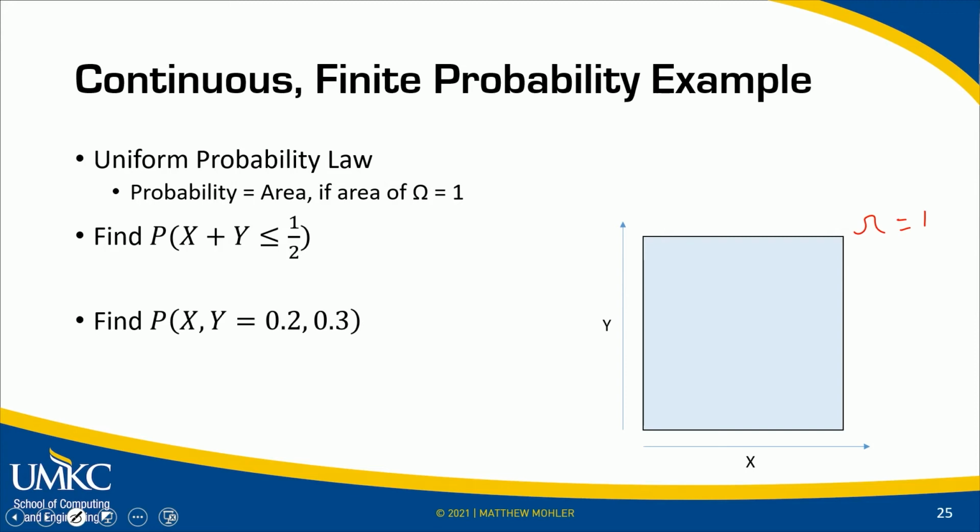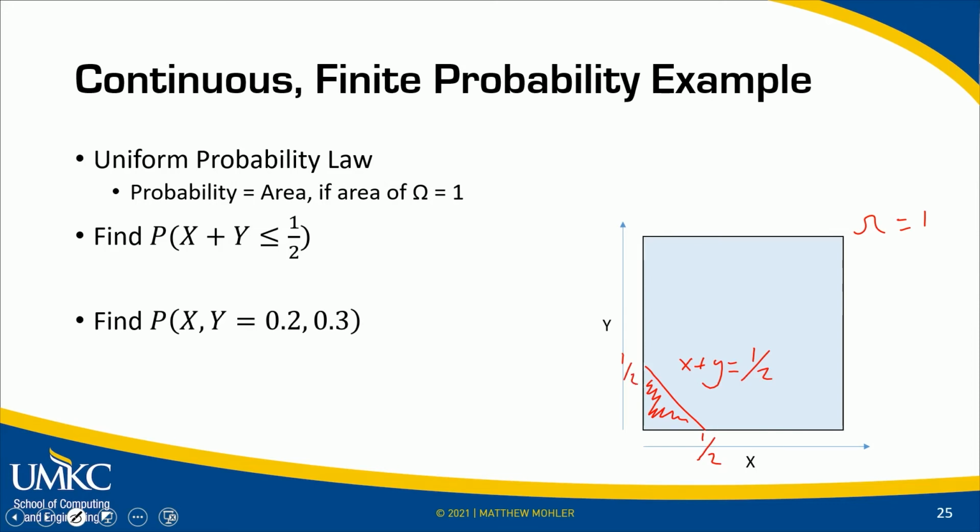So to turn this into an example, let's say that we want to find the probability that my x plus my y is less than or equal to 1/2. So that's just a line down here, and we can say that this is the line x plus y equals 1/2. Now, while this may seem a little bit tricky to look at, remember that this is just a triangle, this area down here that has an x-intercept and a y-intercept of 1/2.